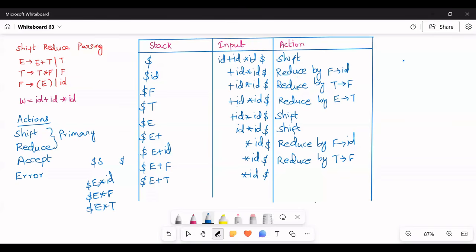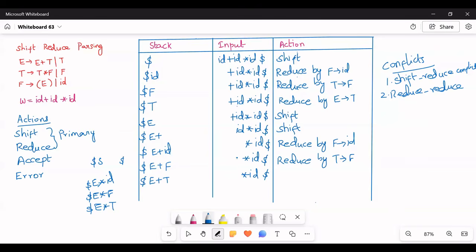So there are two types of conflicts in shift reduce parsing. One is shift reduce conflict, another one is reduce reduce conflict. Shift reduce conflict means when there is a confusion about shift and reduce, whether we have to do the shift action or reduce action, because both are possible in this case. So this kind of conflict is called a shift reduce conflict.